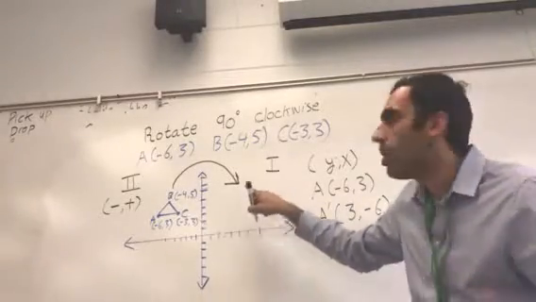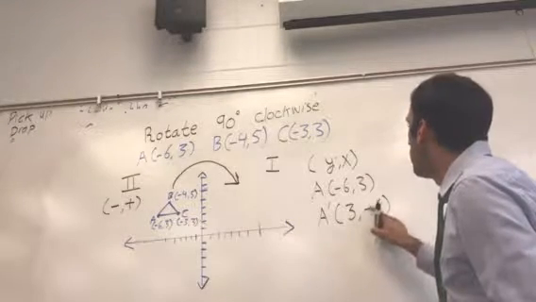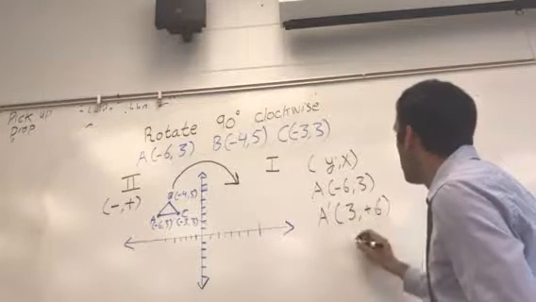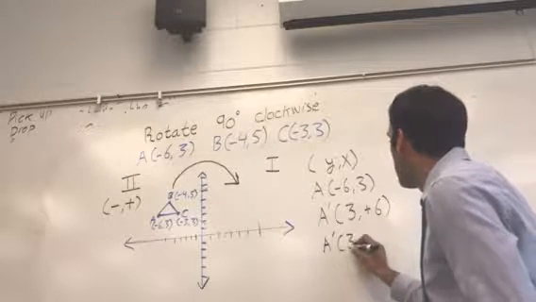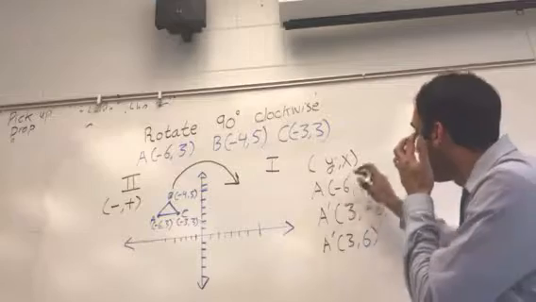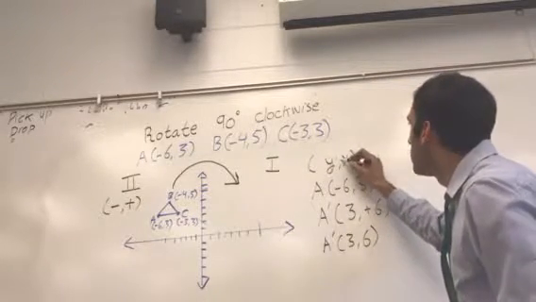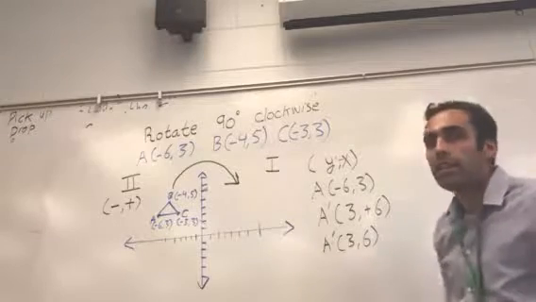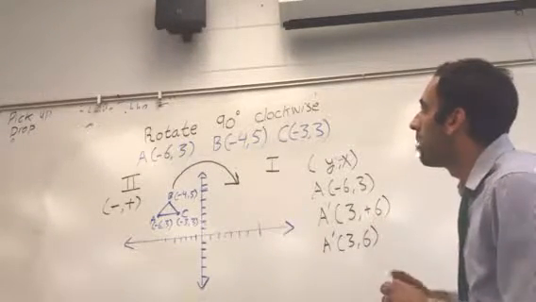Why does it have to be positive? Because you have to land in the first quadrant. So this one will become a +6. So your A prime becomes 3, +6. Okay? So here, your second number changes the sign. Right? So your A prime becomes 3, +6.